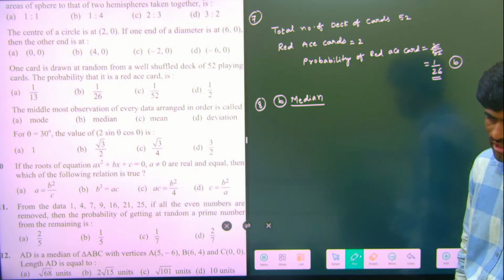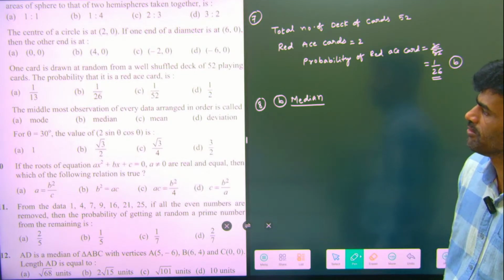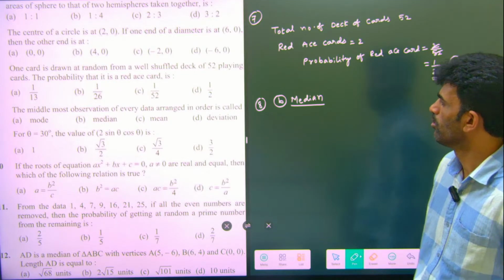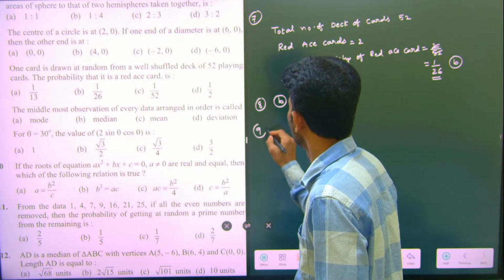Average of the data is mean. Middlemost observation is median. Most repeated observation is mode. Okay. Now question number 9.